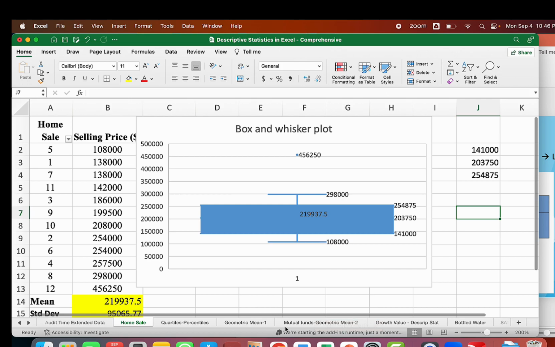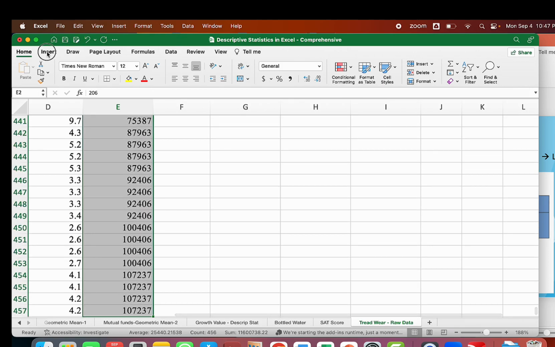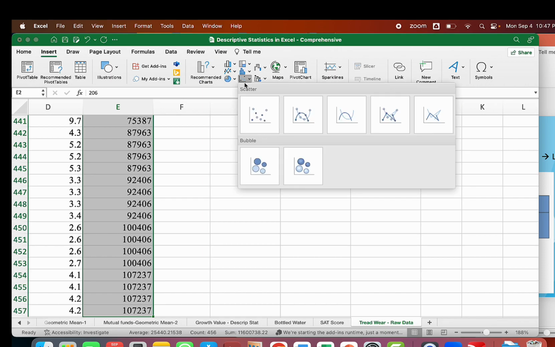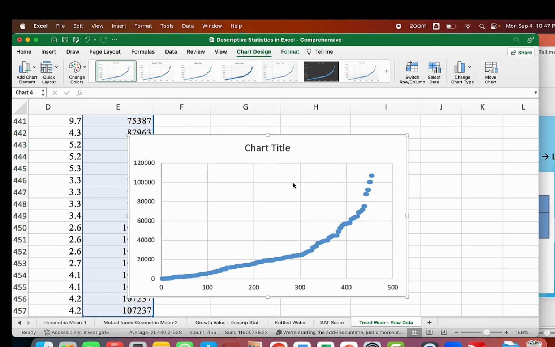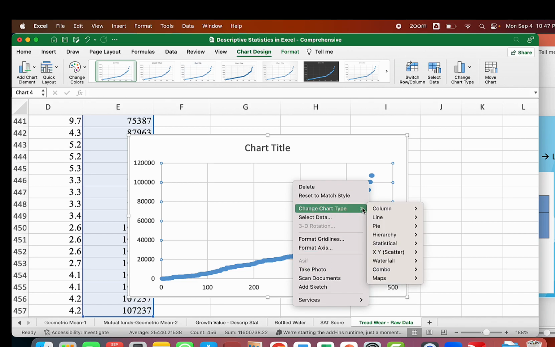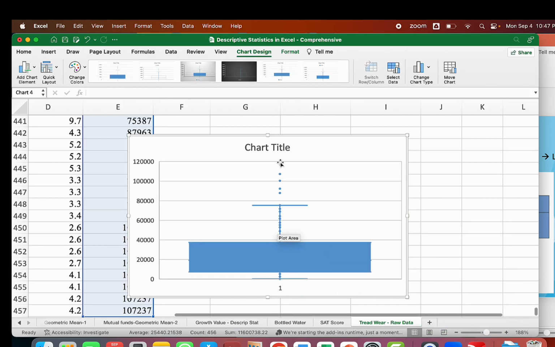Let's do one more example. Treadwear data. We want to make a box plot of miles. So I will select this whole column and then click on insert. The box plot option is not there, so I will click on scatter plot, and once I have the scatter plot, I will right click, change chart type to statistical, and then box and whisker plot.